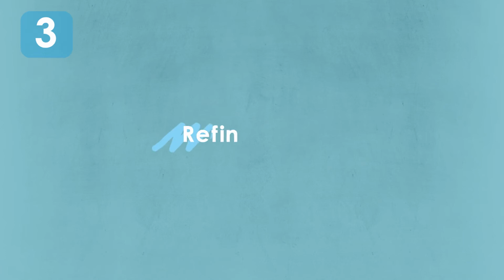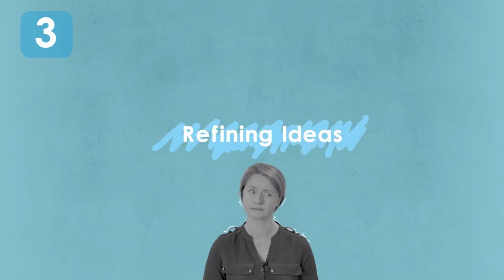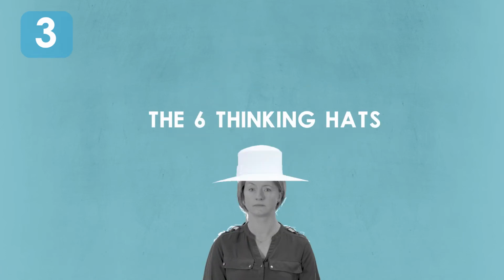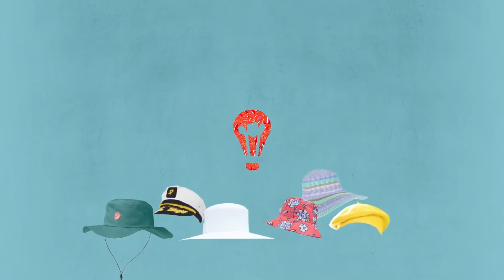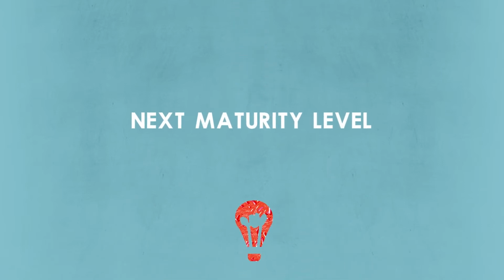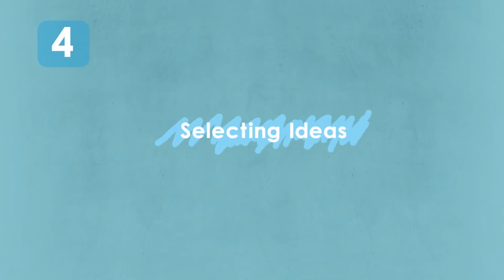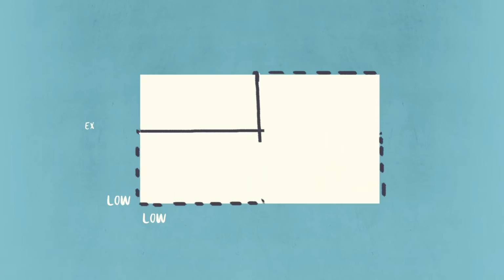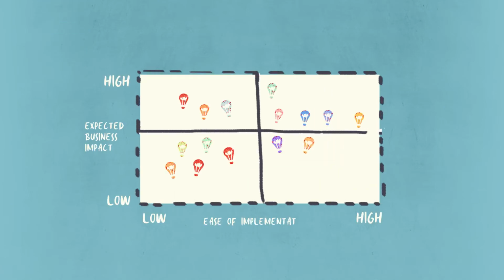In the third phase, we show you how to apply the 6 thinking hats method. Building on that method, we will review the ideas from different points of view and lift them onto the next maturity level. Finally, an idea selection template will be introduced to help you identify the most promising idea for your business.